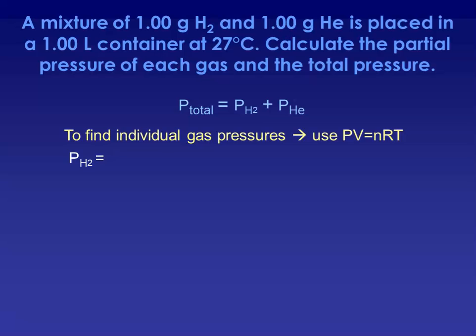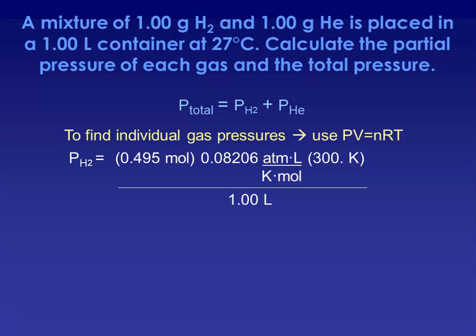So we convert our grams to moles. 1 gram of hydrogen divided by its molar mass, 2.02, gives me roughly 0.495 moles. We take our constant, we take our temperature in Kelvin, and we divide it by our volume. The moles, the kelvins, and the liters cancel out. And so when I do my math through and account for sig figs, I get that the pressure hydrogen contributed is 12.2. That is the partial pressure in atmospheres of the hydrogen gas.